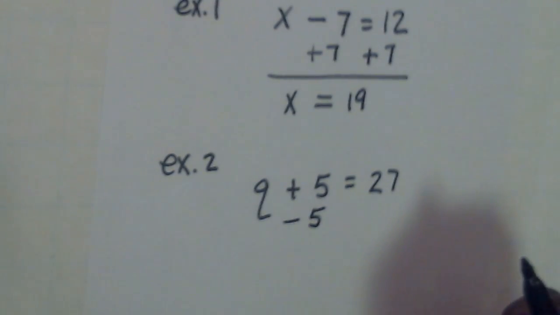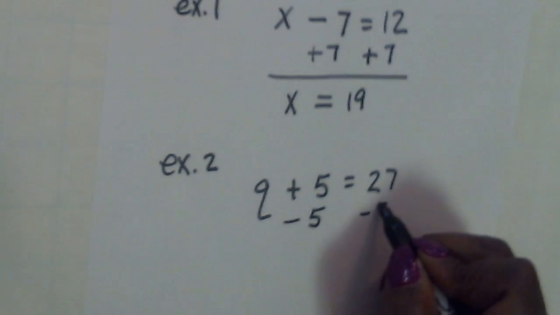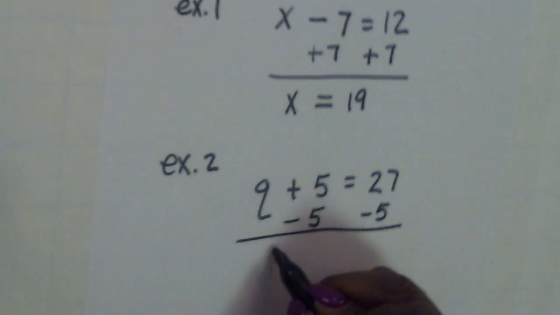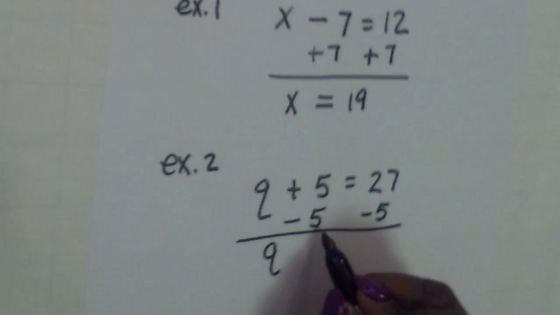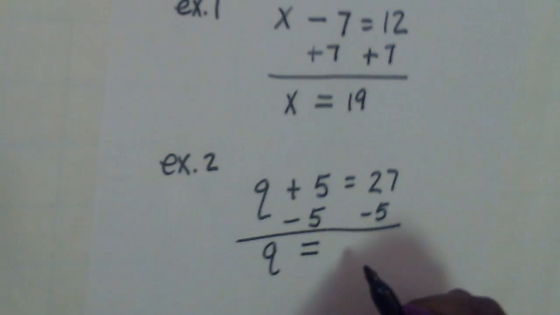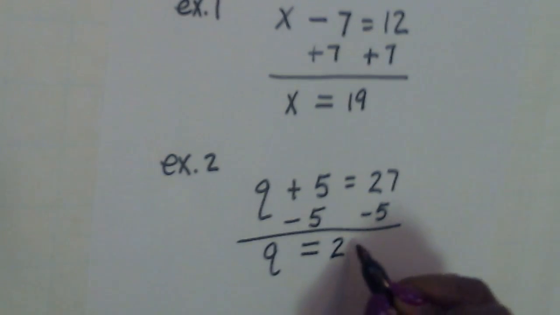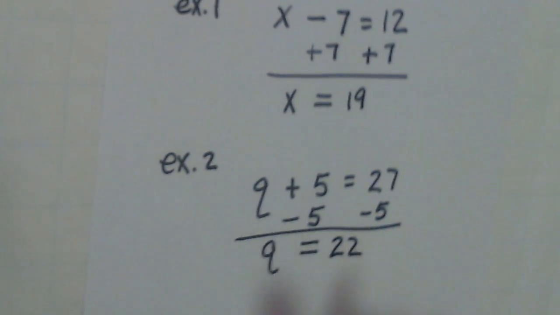One thing you can tell yourself to remember: opposite operation. So I'm going to subtract 5 from both sides. So I'll bring the q down because I haven't done anything to it. 5 minus 5 is 0. And remember, you don't have to write the 0. So I just wrote my equal sign. And 27 minus 5 equals 22. So the value of q is 22.